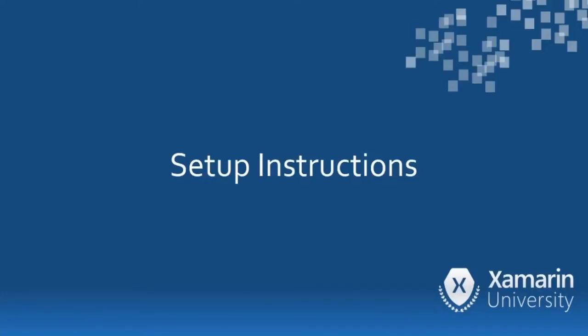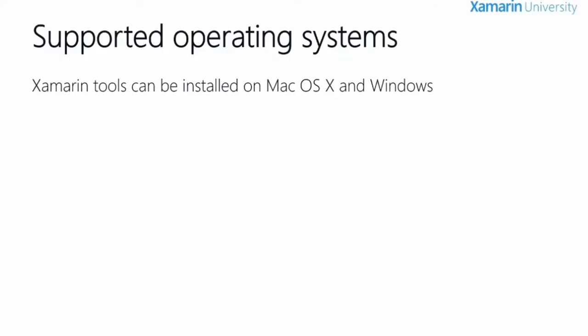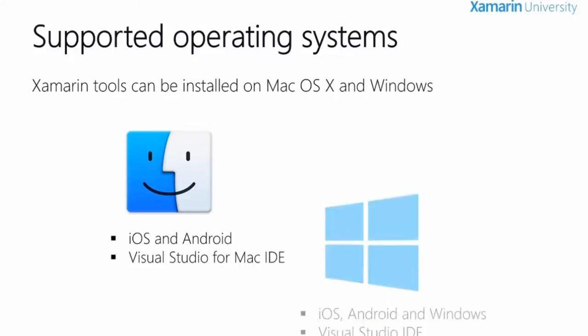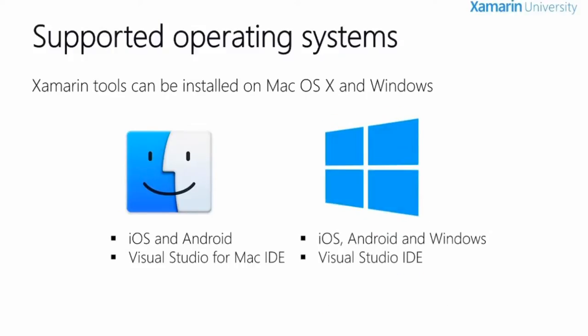Alright, so before we continue with our day and we start writing our exam application together, you'll need to be sure that you have the Xamarin tools installed on your machine. You can use either a Mac or a Windows PC as your development machine. If you're on a Mac, you'll be able to develop for iOS and Android using the new Visual Studio for Mac IDE. On Windows, you'll be able to target iOS, Android, and Windows platforms, all using Visual Studio.